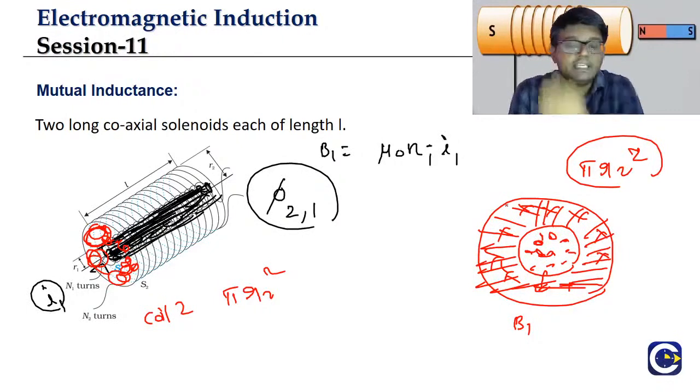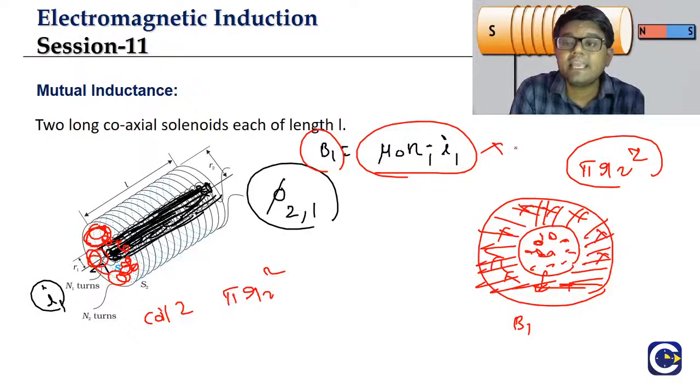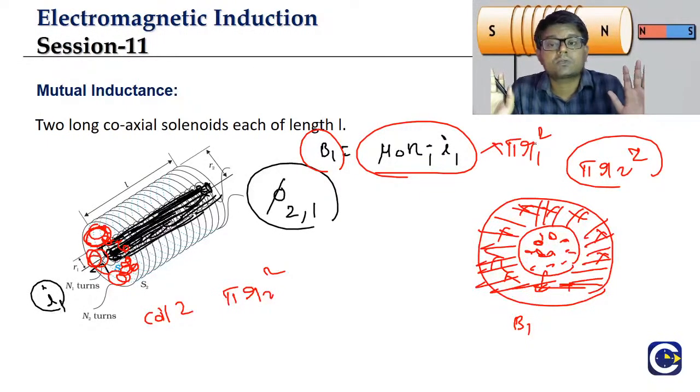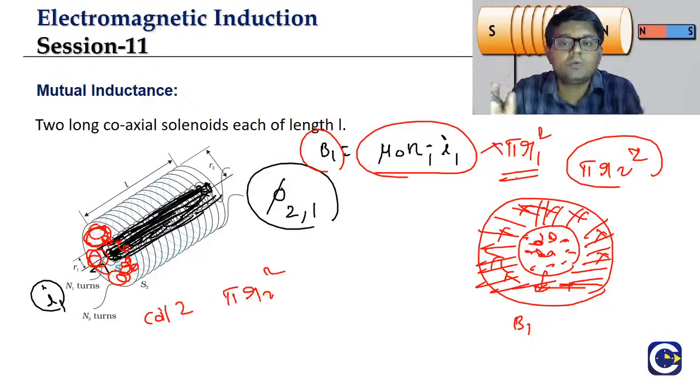Means what? The flux will be equal to what? The field multiplied by the area. So what is the area that we are going to multiply with? Pi R1 square. Why pi R1 square? The area of coil 2 is bigger, pi R2 square, but the magnetic field is only in the inner core. In the remaining part, the magnetic field is not there. So for the flux calculation, we will only account for the inner area, which is pi R1 square.